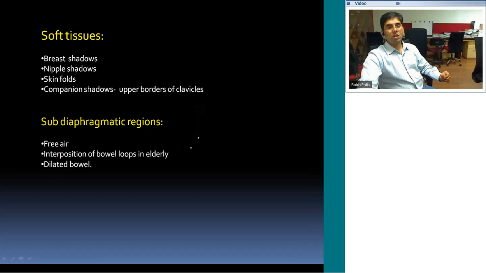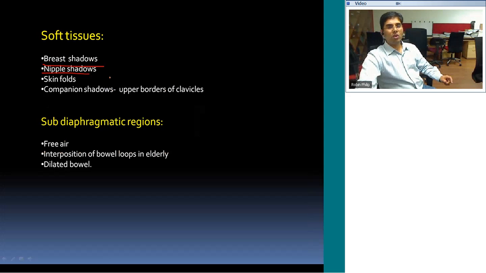Once the rest of the areas are over, move on to soft tissue, where you have to look for the breast shadows. When there is mastectomy, this can give rise to an increase in translucency in one lung. Hence it is important to look for the breast shadows in females, to look for any asymmetry or any mastectomy. Document that.